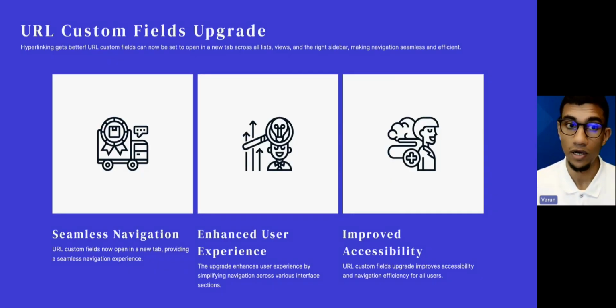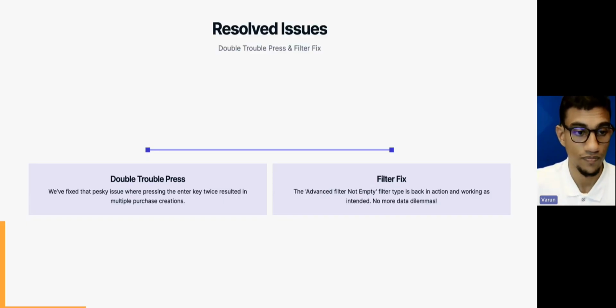Next, everybody is aware that we can add custom fields with the field type as URL, right? But till last week, when we clicked on that particular URL, once that bill or anything had been created, it would open up in the same tab itself. Right now, we have developed a different way to open it in a new tab, whether you're opening it from a list, from a view, or from your right sidebar.